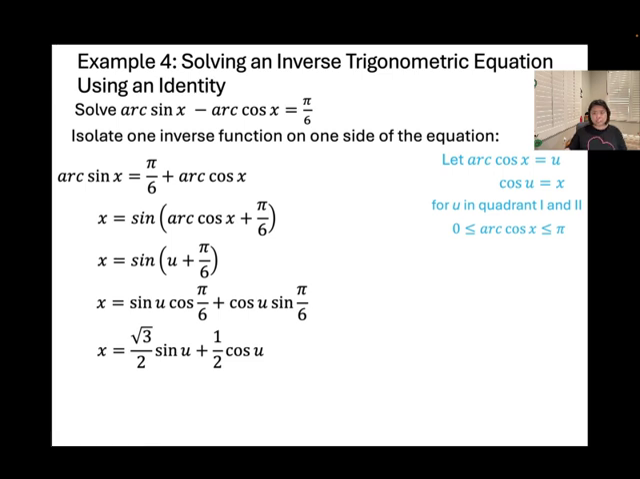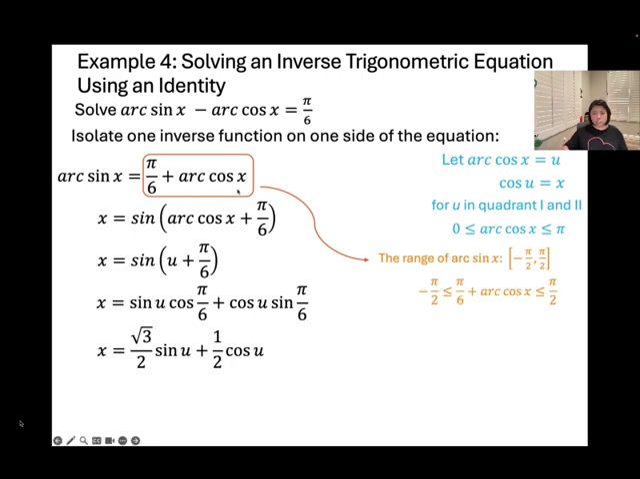Okay, we are not done yet. We only considered the range of arc cosine x from 0 to pi. We still have the range of the arc sine x here. So look at this one. This will be the range of the arc sine, between negative pi over 2 and pi over 2, which is going to be quadrant 4 and quadrant 1. So I would say this whole thing, just like your u, will be between negative pi over 2 and pi over 2.